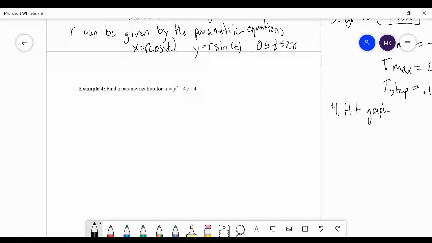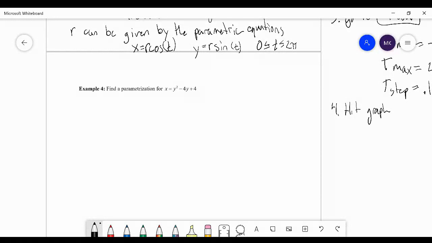So now I want to find a parameterization for x equals y squared minus 4y plus 4. There's two ways to do this. One way is the simplest, most simplistic way to do it. And honestly, for everybody here, this is probably the way you're going to do it every single time. But I'm also going to give another possibility just so that you can see how it'll look.